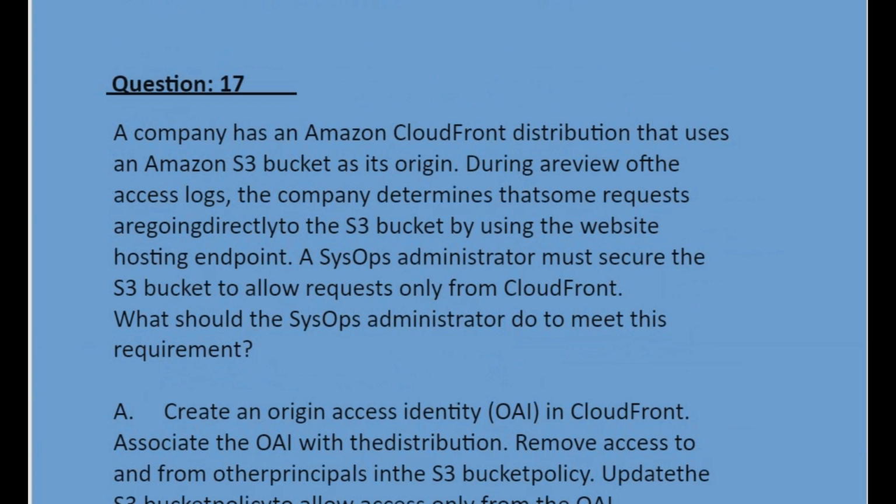Question is, a company has an Amazon CloudFront distribution that uses an Amazon S3 bucket as its origin. During review of the access logs, the company determines that some requests are going directly to the S3 bucket by using the website hosting endpoint. A SysOps administrator must secure the S3 bucket to allow requests only from CloudFront. What should the SysOps administrator do to meet these requirements?